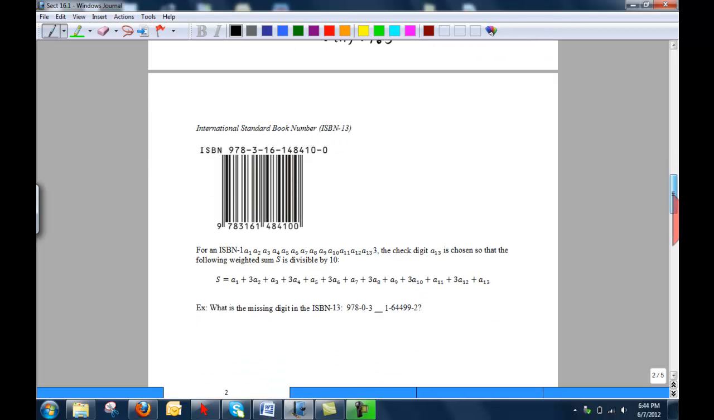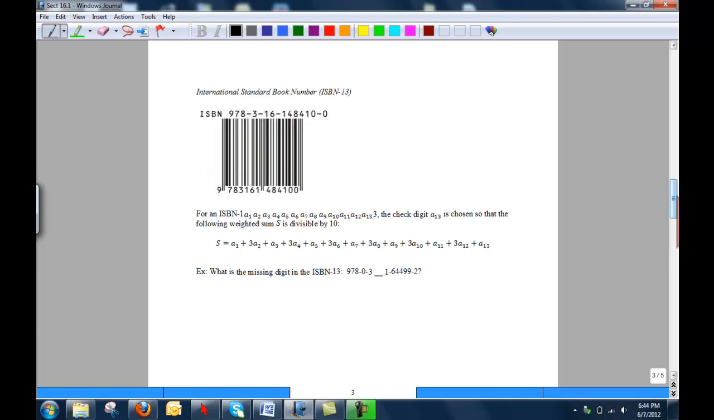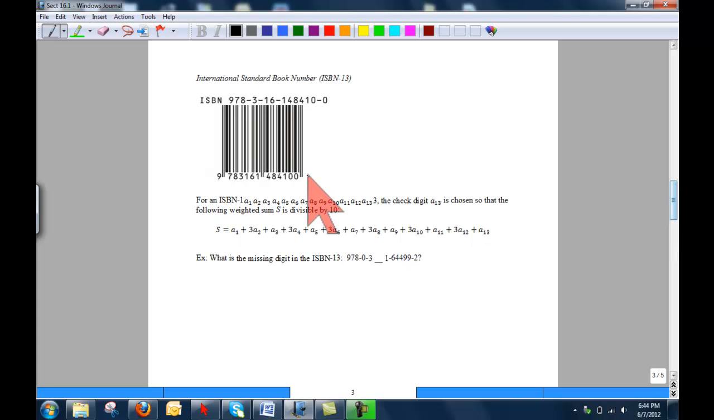Let's look at ISBN 13. So here it's a 13-digit number. We'll number them A1 through A13. And the check digit is chosen so that the following weighted sum is divisible by 10. So remember, ISBN 10 used divisible by 11. ISBN 13 uses divisible by 10. And instead of going 10, 9, 8, 7, 6 in the weighted sum, this goes 1, 3, 1, 3, 1, 3, 1, 3, and so on.